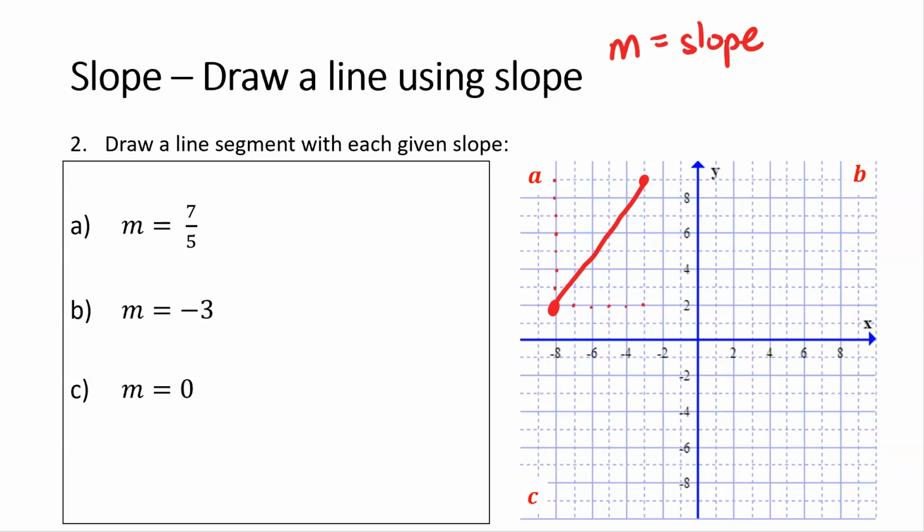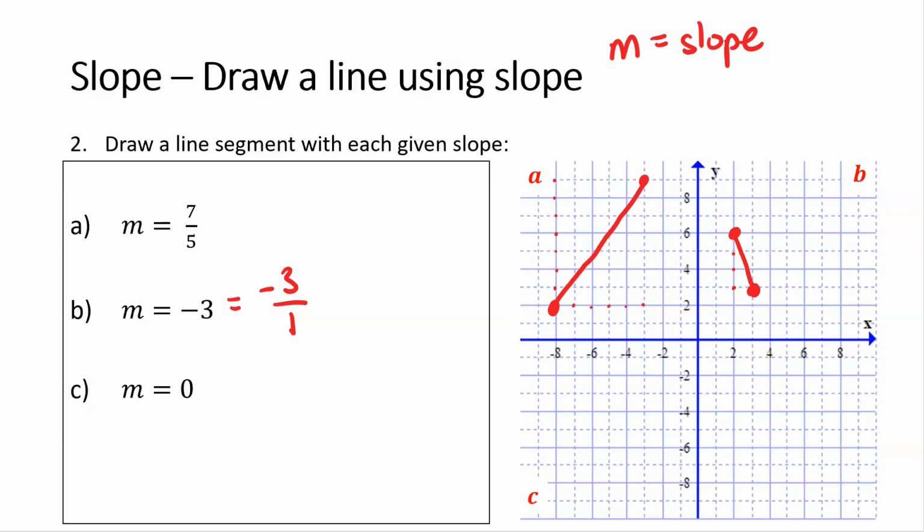For B, remember slope is rise over run. If you just have a number like -3, if it helps, you can write that as -3 over 1. So let's just choose this right here as our starting point for line segment B. And we're told to go down 3, -3, so down 3, 1, 2, 3, and across 1. Here's across 1. So that would be our line segment.